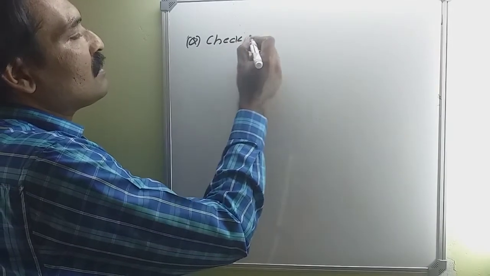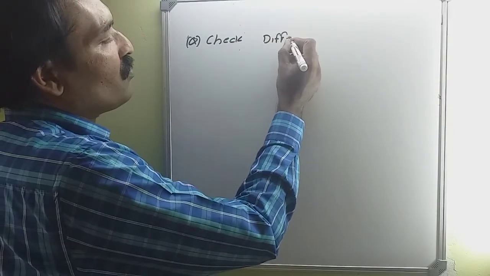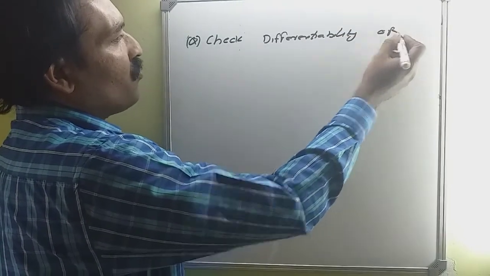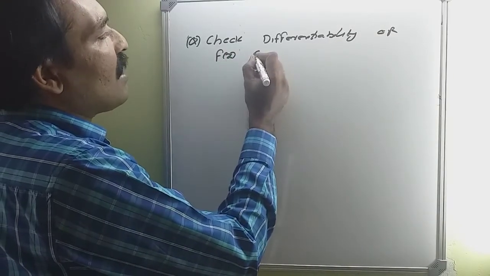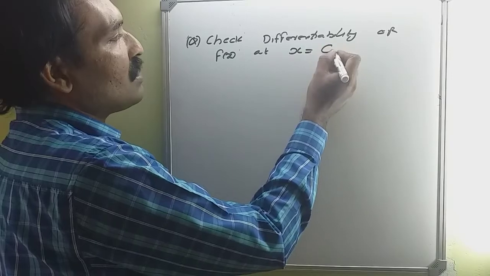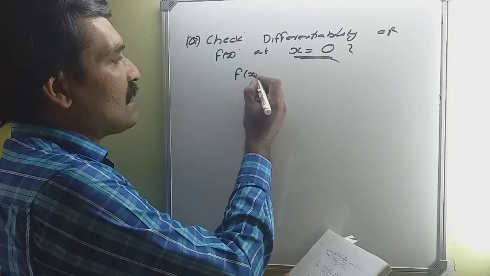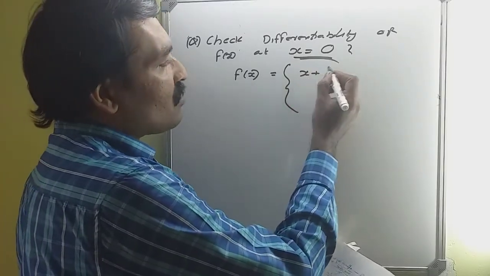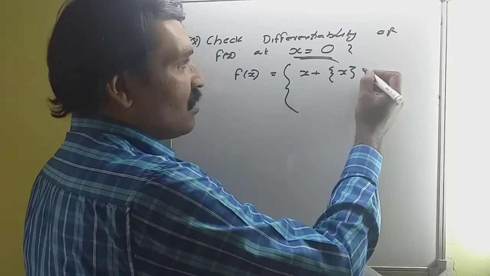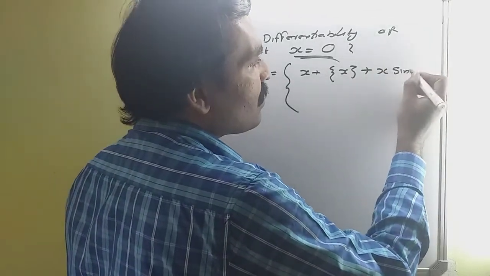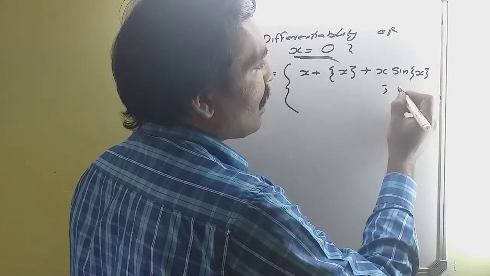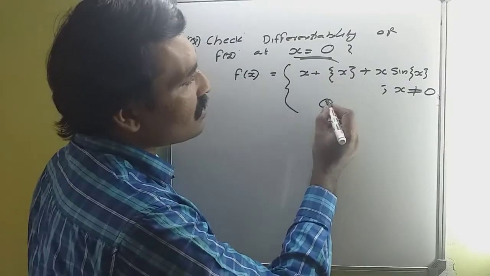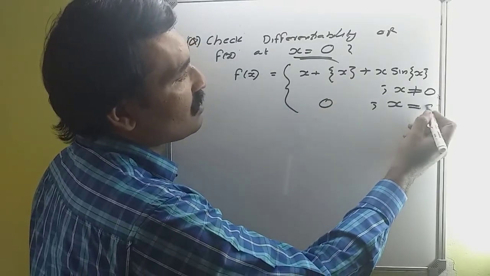Check differentiability of f of x at x is equal to 0. F of x is given by x plus fractional part of x plus x sine fractional part of x if x is not equal to 0, and is equal to 0 if x is equal to 0.